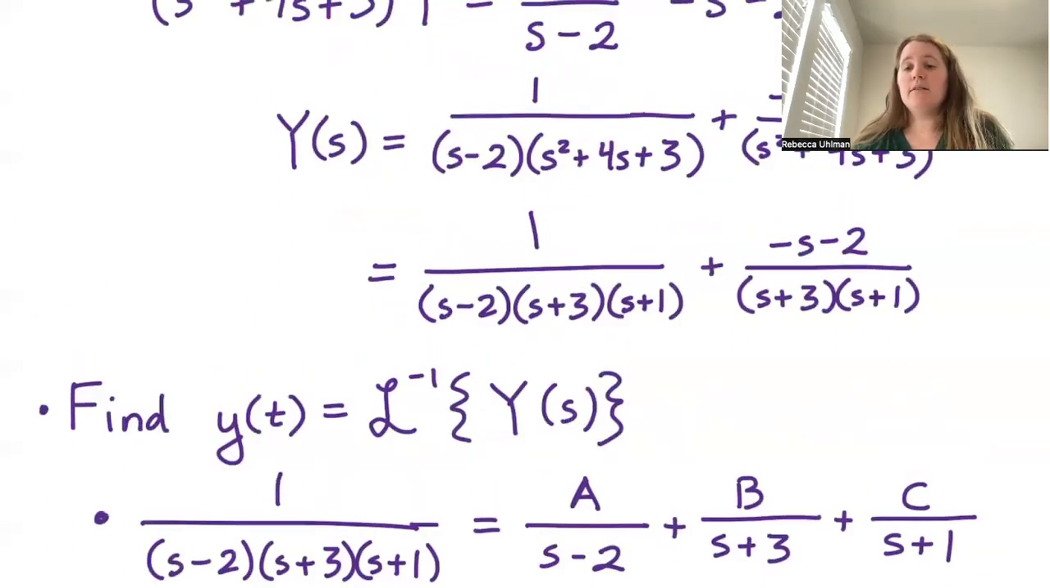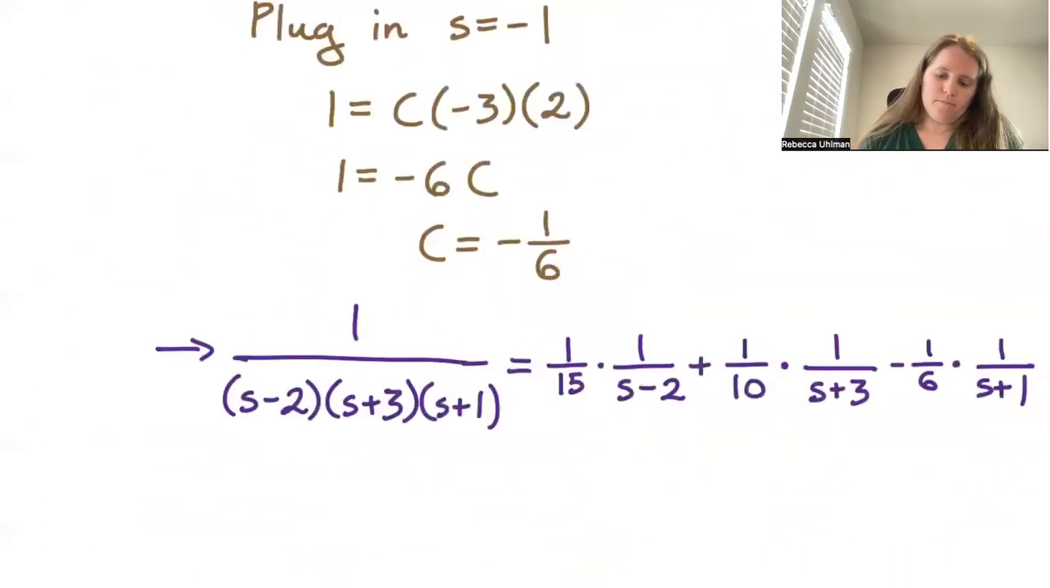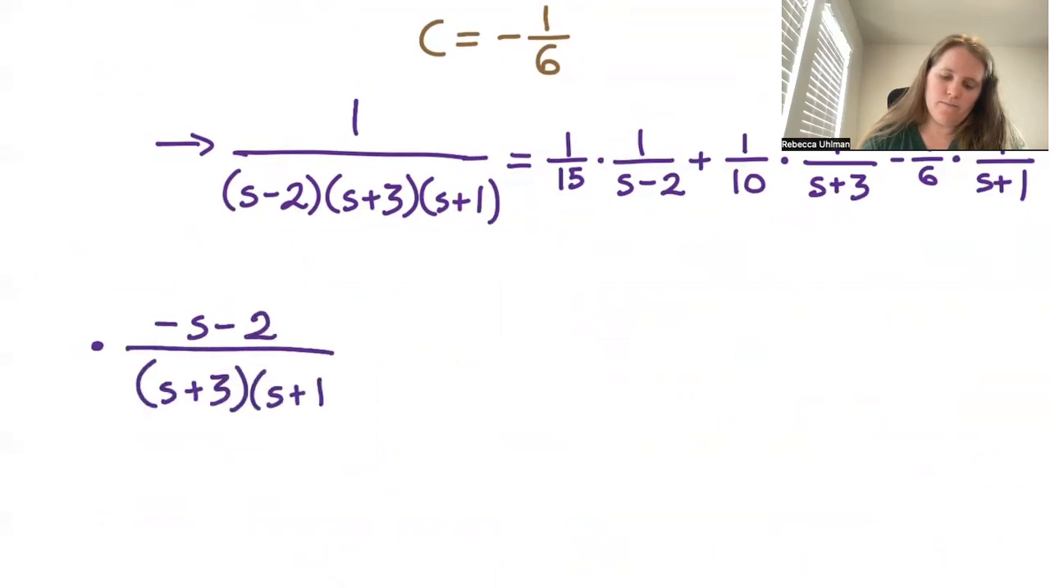Now we need to do the (-s minus 2) over (s plus 3)(s plus 1). So our next piece, we have (-s minus 2) over (s plus 3)(s plus 1). This should be able to be written as a over (s plus 3) plus b over (s plus 1).